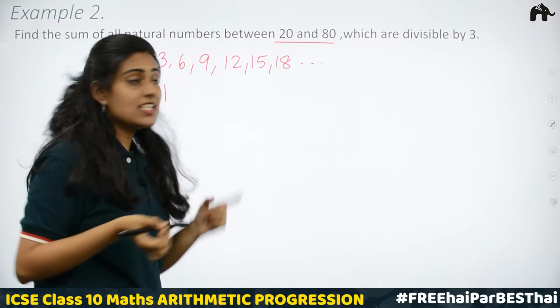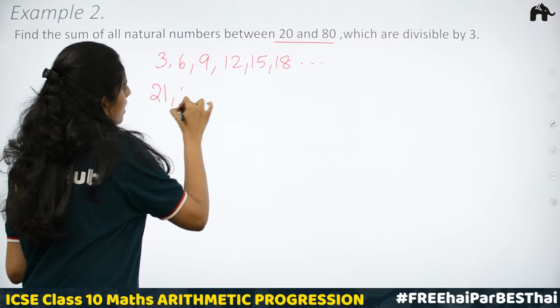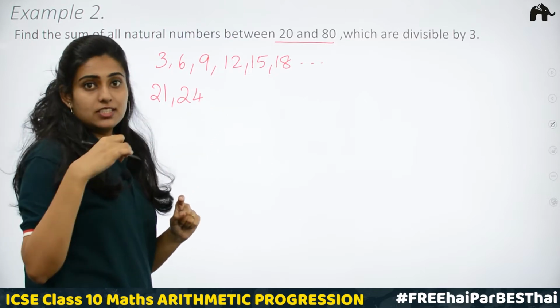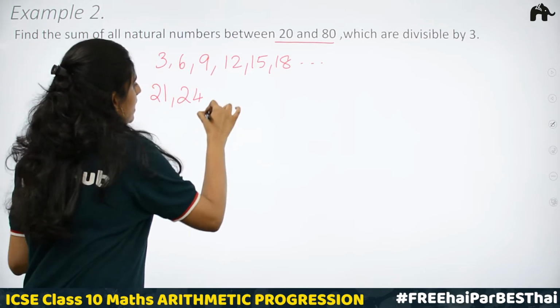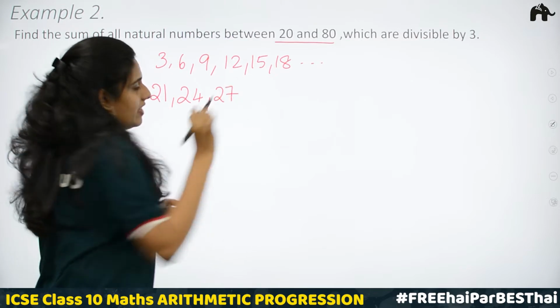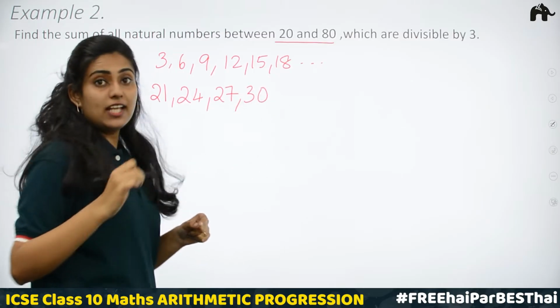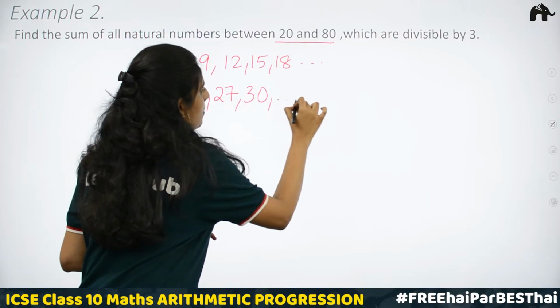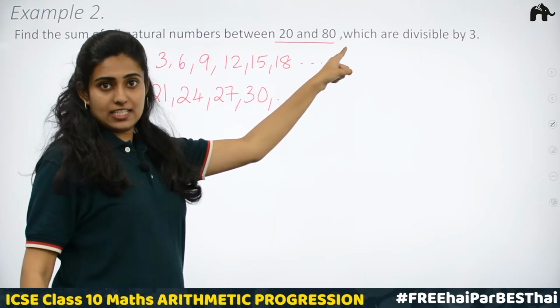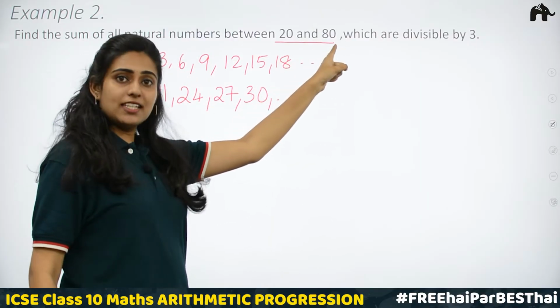3 into 7 is 21. Then 24. 3 into 8 is 24. 3 into 9 is 27. Then 30. 3 into 10 is 30. Etc. Up to 80. Is 80 divisible by 3?